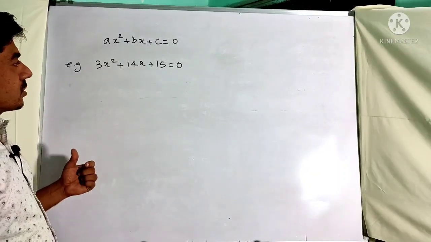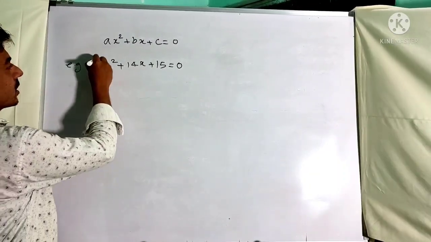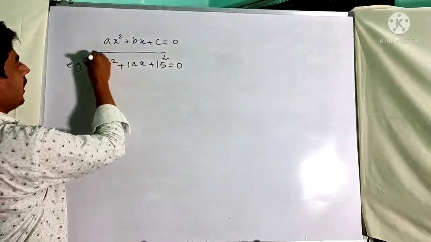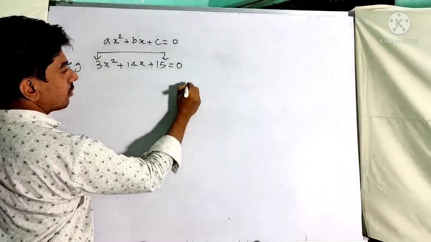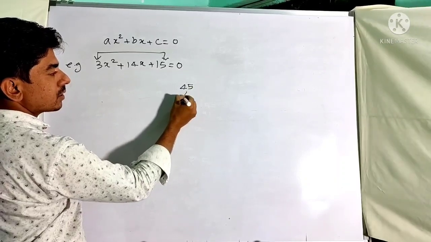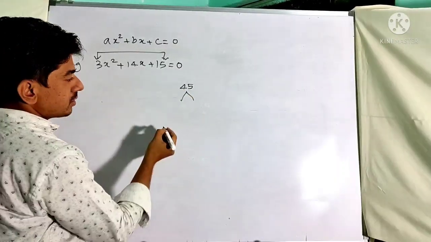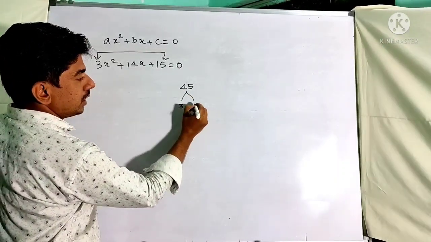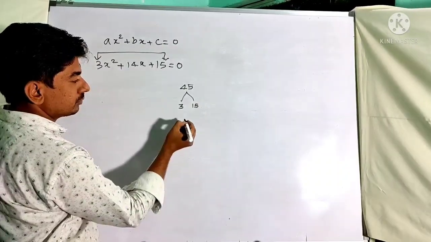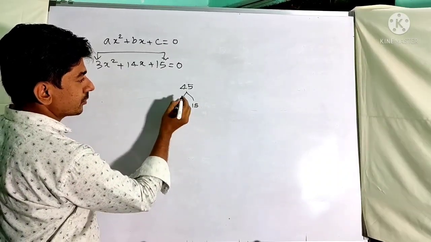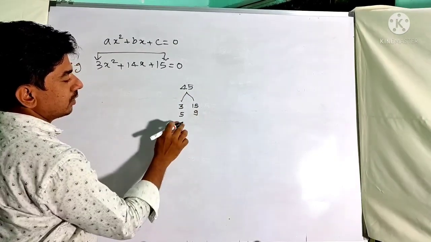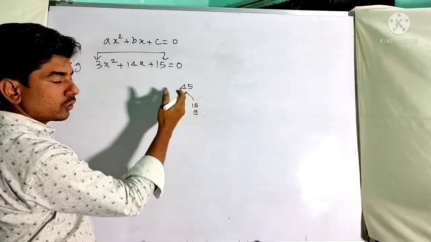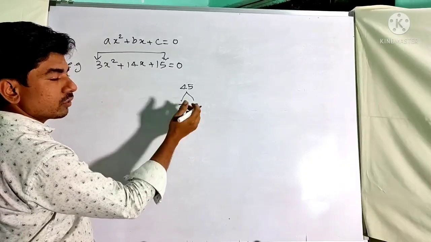In order to solve this equation, what we do? We first multiply the terms a and c. By multiplying them, we get 15 3s are 45. Then we factorize the term. The factors may be 3 into 15 or maybe 5 into 9. 3 into 15 will also give you 45. 5 into 9 will also give you 45.